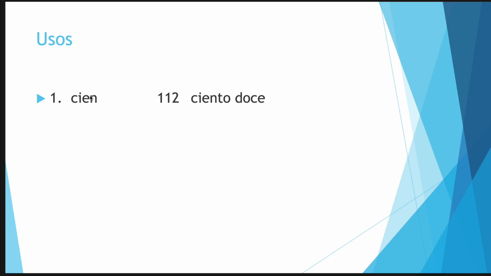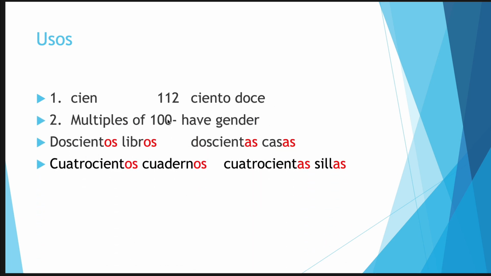Ahora los usos. 100, we have cien, but after 100, you have to use ciento, right? 112, 120, 130, etc. Multiples of hundreds have gender. So 200 libros, 200 casas. Libros is masculine, so use doscientos. Doscientas casas, feminine, casas, so use feminine. 400 cuadernos, cuadernos masculino, usamos cuatrocientos. Y sillas, que es femenino, usamos cuatrocientas sillas.